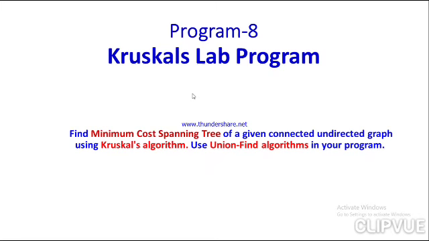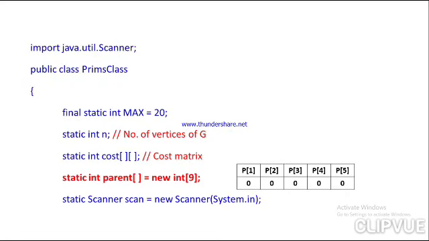So already I told you what is the purpose of using a union and a find function. Find function is used to find out the root of a given node or vertex, and union is used to join the two subtrees into a single subtree. That is the purpose of using the find and the union function.